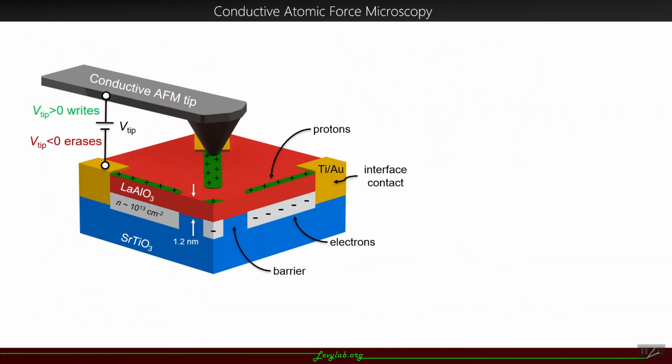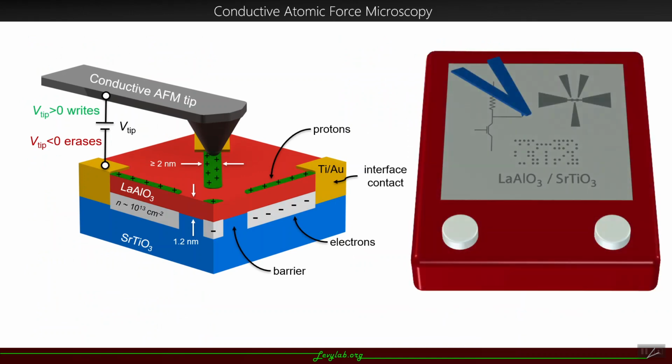When we apply a negative voltage to this tip, we're able to effectively erase the nanostructures we wrote by removing the protons that we deposited. This method is reconfigurable and reversible, and using it we can define structures as small as 2 nanometers. So that leads us to think of this system as analogous to an Etch-a-Sketch, but at the nanometer scale.